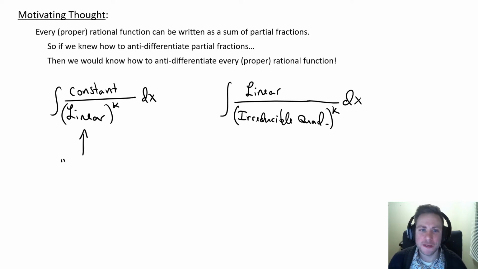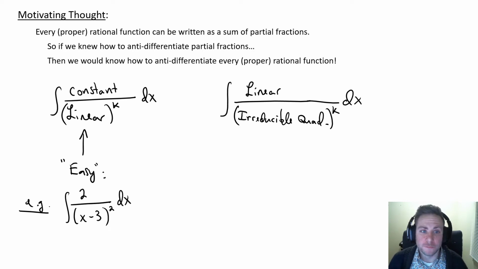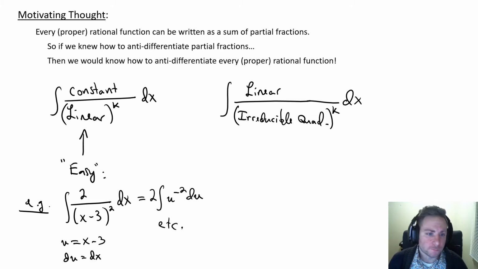This first type is actually relatively easy with the tools you already know, so consider a typical example like this one. All you'd need to do here is perform a simple substitution where u equals the linear function, and since the derivative of a linear function is always a constant, the calculation of du is never going to cause you any problems when you do that. And so the remaining details are basically always going to work out nicely.